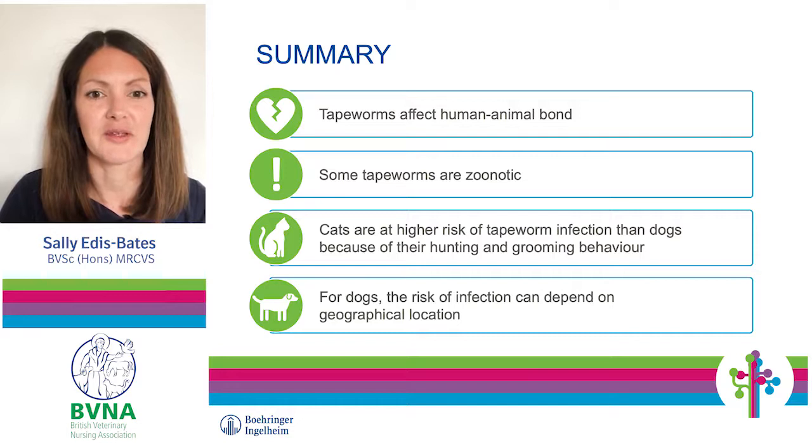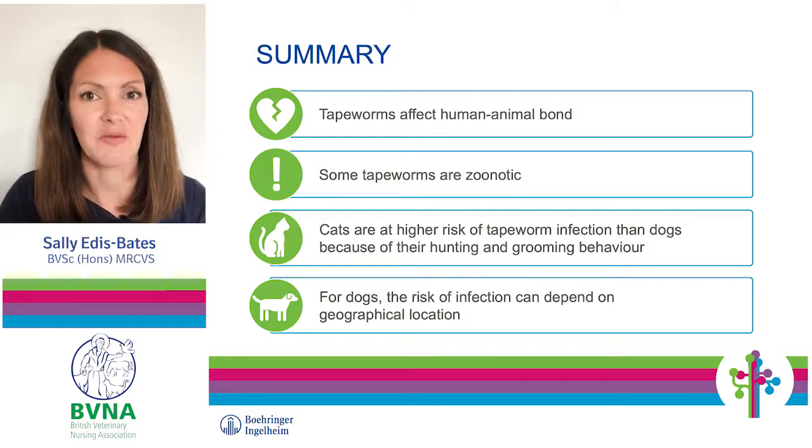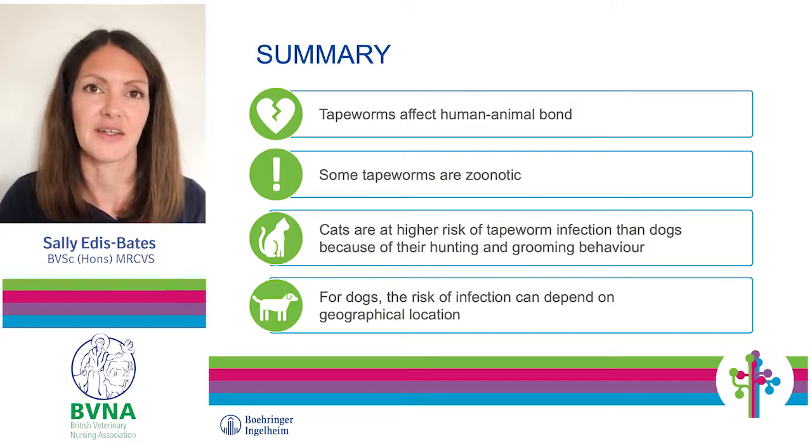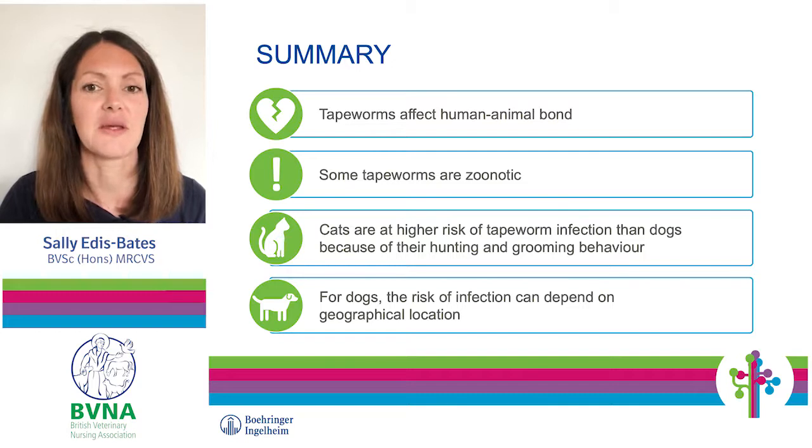So to summarise, owners don't like to see tapeworm segments on their pet. And so if their pet does become infected, it can negatively affect the human-animal bond. It's also important to remember that some tapeworms are zoonotic and that cats are at higher risk of tapeworm infection than dogs because of their hunting and grooming behaviour. And finally, for dogs, the risk of infection can depend on the geographical location.